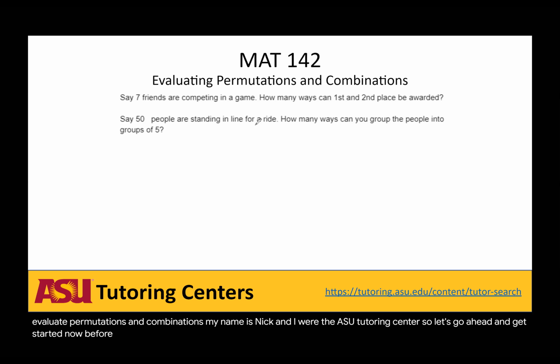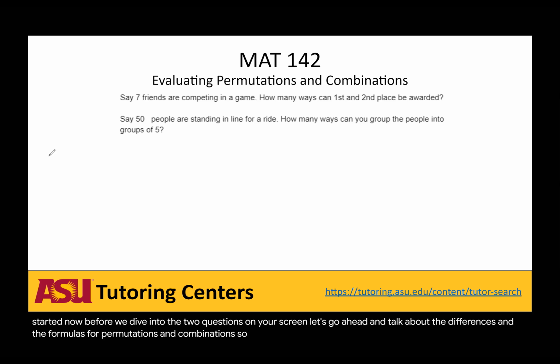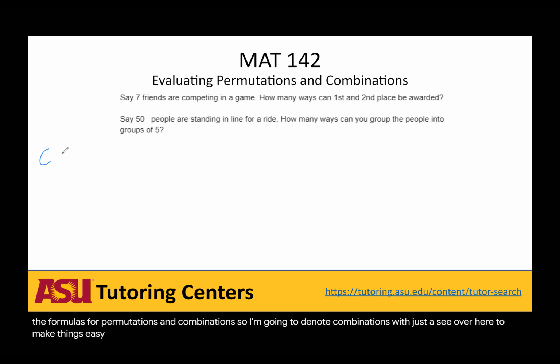Now, before we dive into the two questions on your screen, let's talk about the differences and the formulas for permutations and combinations. I'm going to denote combinations with just a C to make things easy. Another way you can rewrite this is in the format of N big C R. In this case, the N is the total amount of things that you are picking from, right?